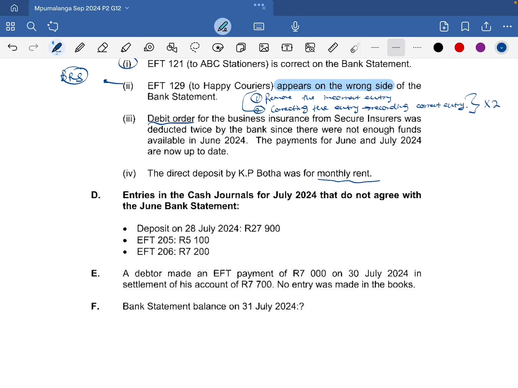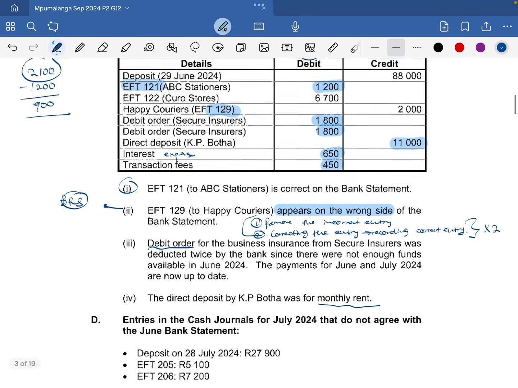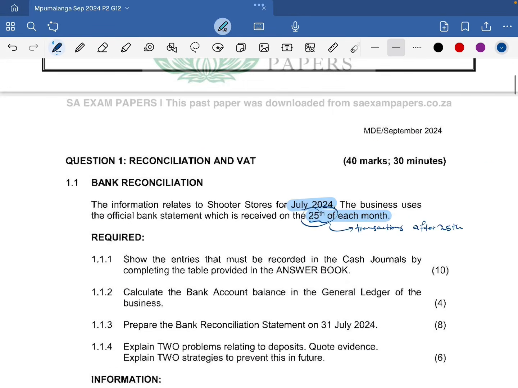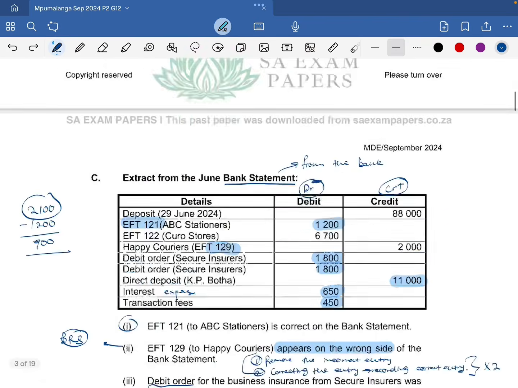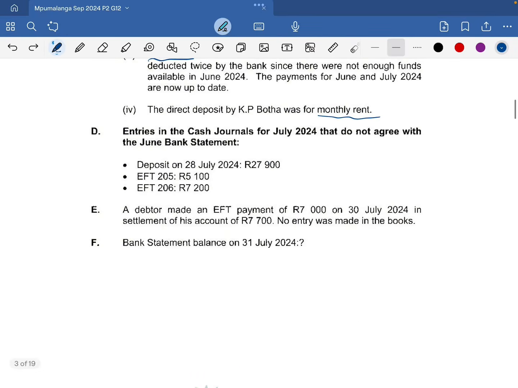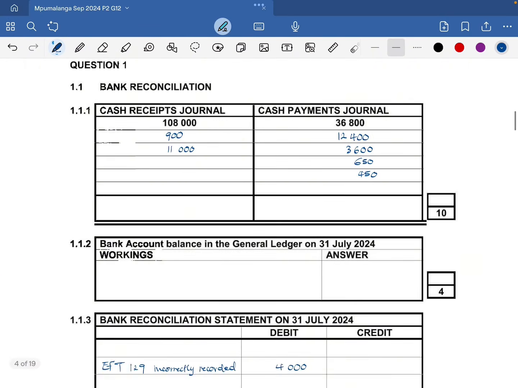Okay, so this is because some of these transactions appear on the bank statement, some of these transactions do not appear, some were even cut because we receive our bank statement on the 25th, so we need to account for all other transactions after the 25th. Okay, so information D, we have a deposit on 28 July 2024 of 27,900, right? So this is appearing on our cash journals but not on our bank reconciliation statement. So this is an outstanding.